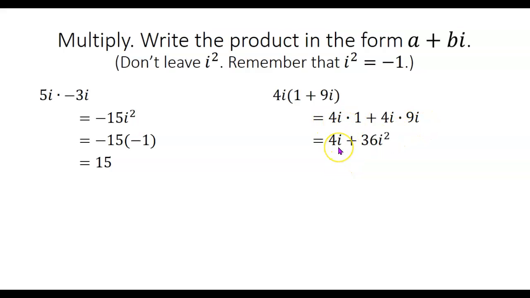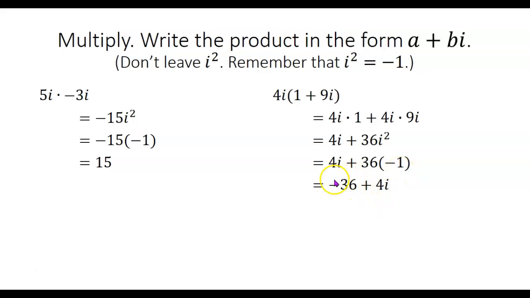4i times 1 would just be 4i. And then 4i times 9i would be 36i squared. The 4 times the 9 is the 36, and this i times this i is i squared. But we don't want to leave it with an i squared. We want to make that i squared just turn into -1. So now it's 4i plus 36 times -1, which would be -36.